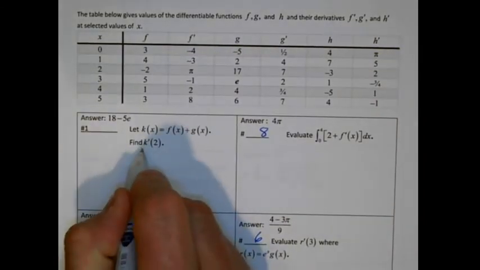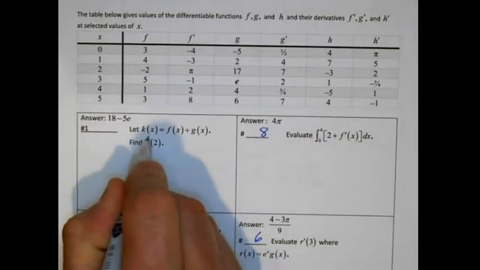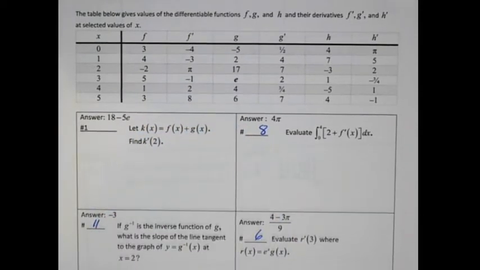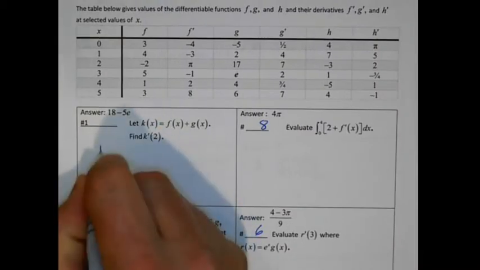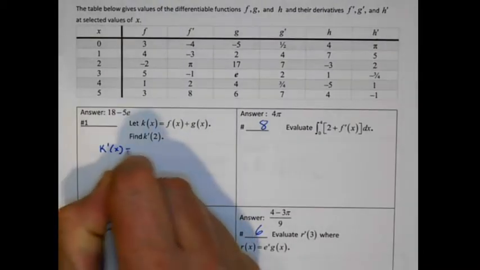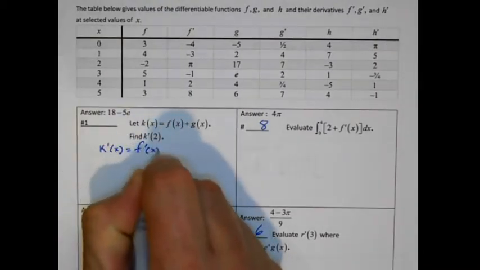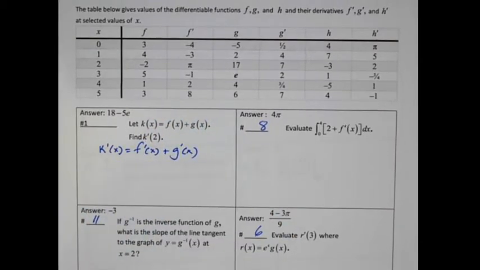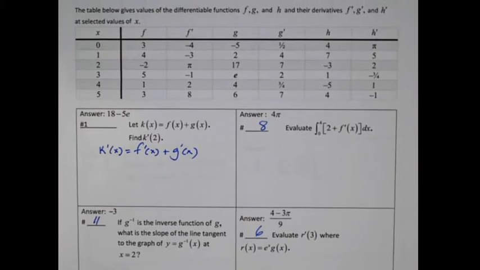They want to know what k prime of 2 is, and k of x is f of x plus g of x, and because it's addition, we can just take the derivative. So k prime of x is equal to f prime of x plus g prime of x. This is always good to show your work whenever you are asked to do this. Even on the test, this will be a good skill to show because it is showing the calculus and seeing if you know the calculus from what they're giving you.